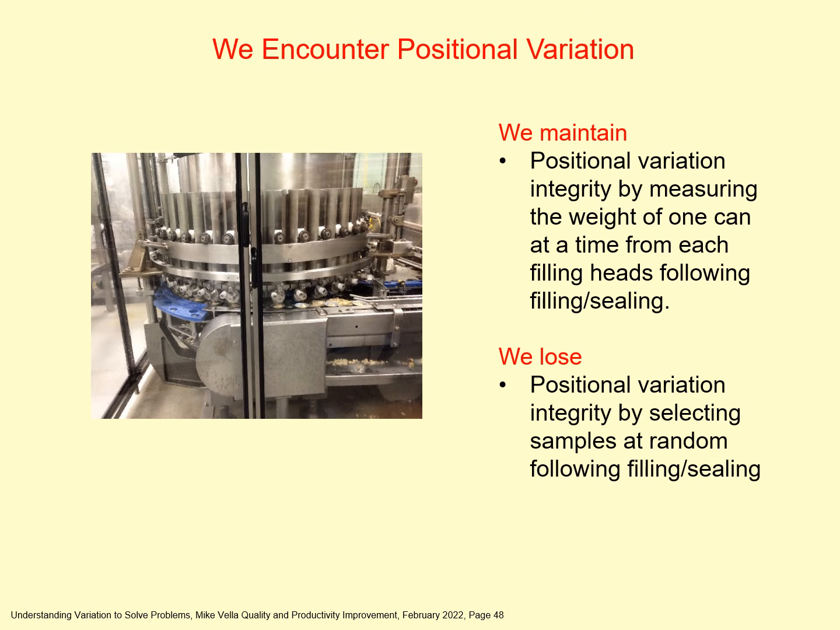Well, we maintain integrity of our measurements for positional variability by weighing one can from each of the heads. That way we can detect if there's any variability between heads. And certainly another way to look at integrity of positional variability is to measure a series of cans from a single head over and over and over again, to see how much variability we have inherent in one particular head. We lose positional variability by selecting cans at random. So tracking the cans and understanding how those can fills are associated with each one of the filling heads is a way for us to track down positional variability.